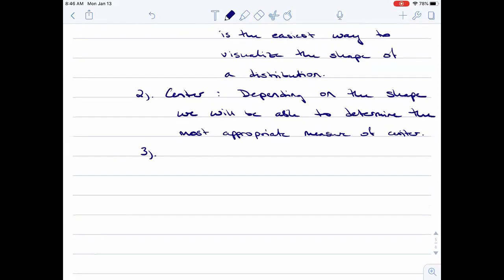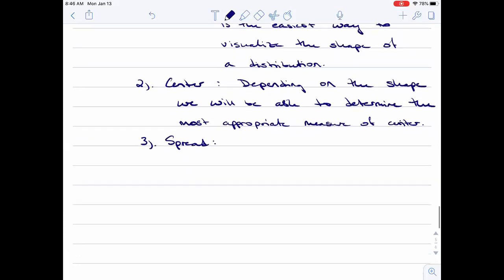And then finally, the spread also depends on the shape and the center. Right? You could just say it depends on the center that you've chosen, because the center depends on the shape, right? But I just want to highlight that it all hinges on what the shape of the distribution is.